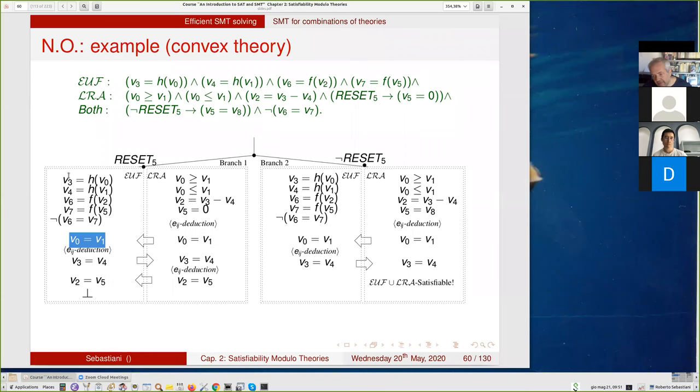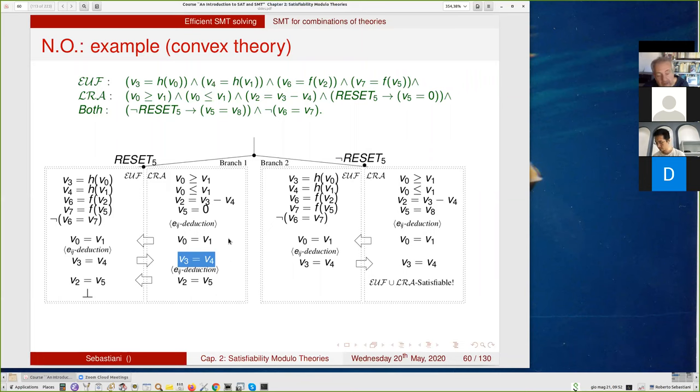But now, knowing V0 equals V1, notice that variables from V0 to V5 are interface variables. Knowing that V0 and V1 are equal, the UF solver, who knows that H is a function, can deduce that V3 equals V4 by congruence. Every candidate model, every joint model of this set of literals, must assign the same value to V3 and V4. So it informs the other solver, passing back this equality: V3 must be equal to V4.